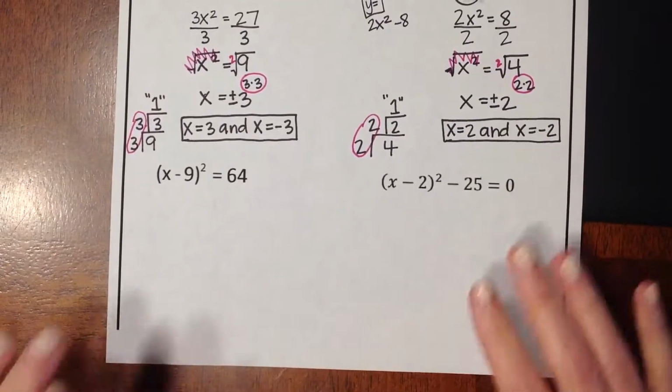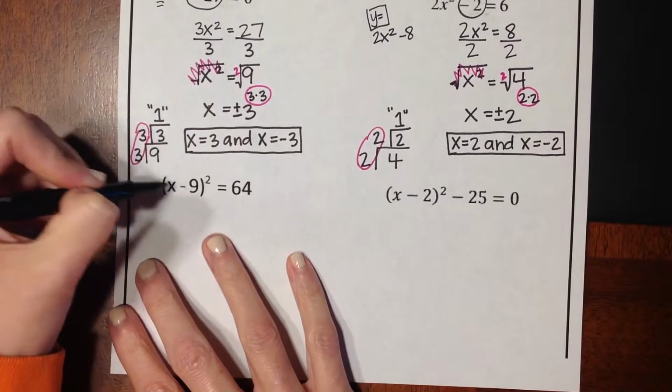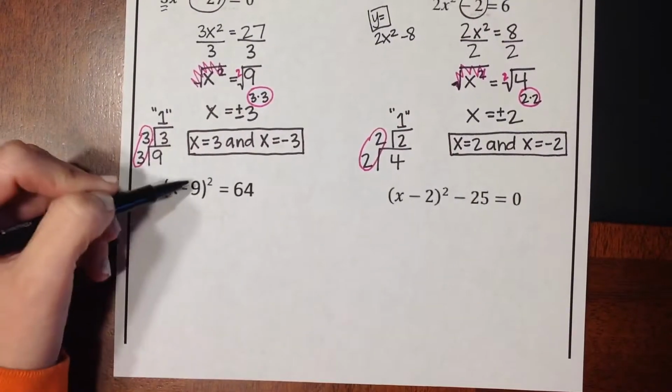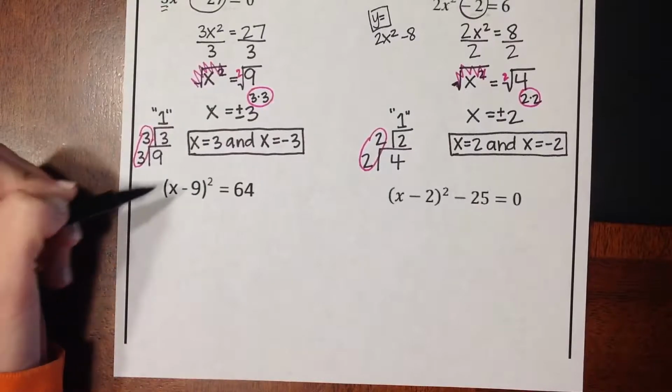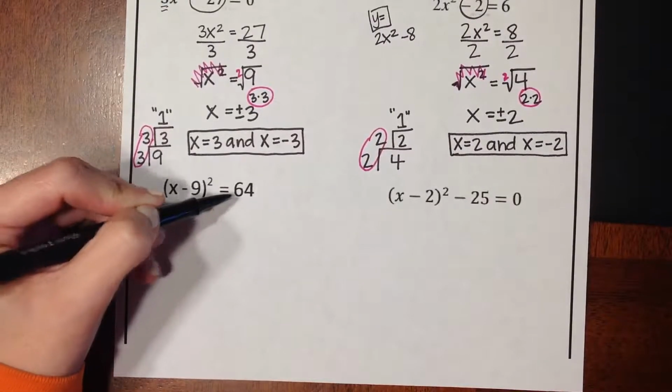So now we're going to move on to the next set of examples, and if you notice, these look a little different because now I've got some parentheses involved and I have an operation inside the parentheses, and those are being raised to the power of 2. So I have the difference of x and 9 squared equals 64.